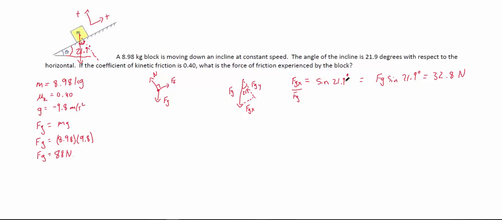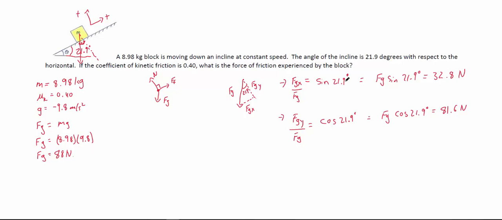The y component is what's going to help us figure out the normal force, so we're going to need that one as well. Force of gravity in the y direction is the adjacent side over the hypotenuse, Fg. Adjacent over hypotenuse is cosine 21.9 degrees. So moving the Fg over to the other side again, Fg cos 21.9, and putting that into your calculator gives us 81.6 newtons. So now we have the x component and the y component.